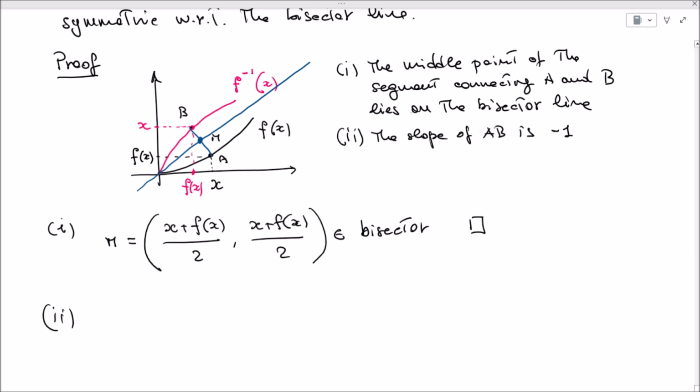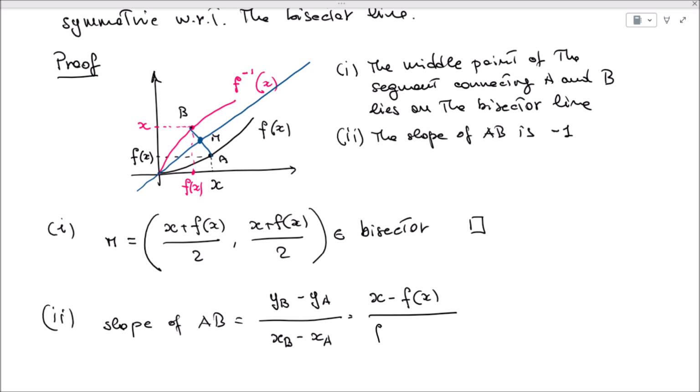Second condition, we need to find the slope. How do we find the slope of this segment? Well, the slope of AB will be just the ratio of the difference between the y coordinates and the difference between the x coordinates. So we say yB minus yA divided by xB minus xA. But yB is x, yA is f of x, xB is f of x, xA is x, so clearly this is -1.